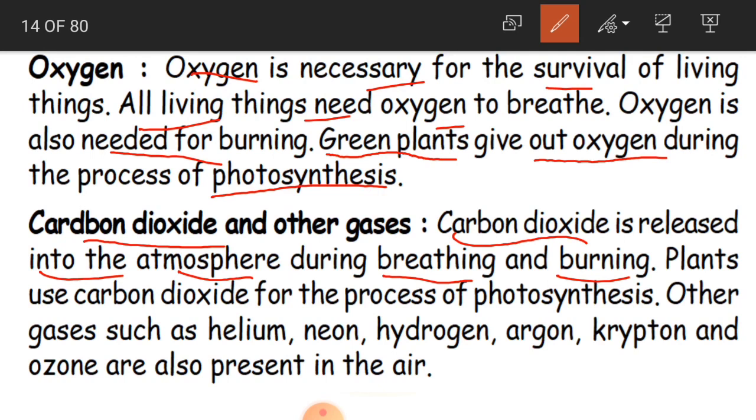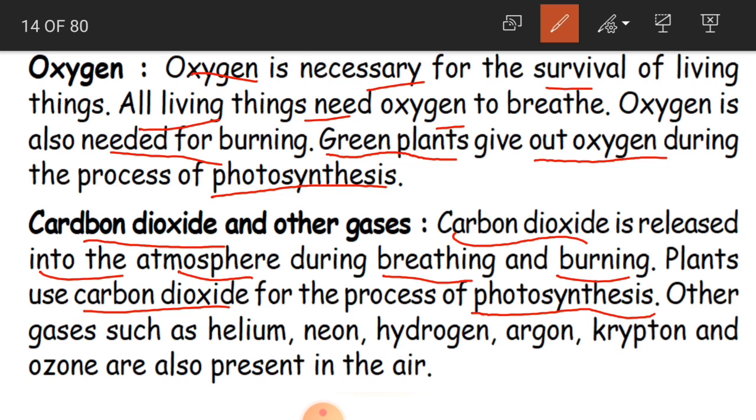Like we breathe in the oxygen. We, in the sense human beings and animals, what do we do? We breathe in the oxygen and breathe out the carbon dioxide. In the sense when we exhale, carbon dioxide will be released. But for plants, what do they do? They are going to take carbon dioxide and release the oxygen. And when do they take carbon dioxide? In the process of photosynthesis. They are going to use carbon dioxide in the process of photosynthesis.